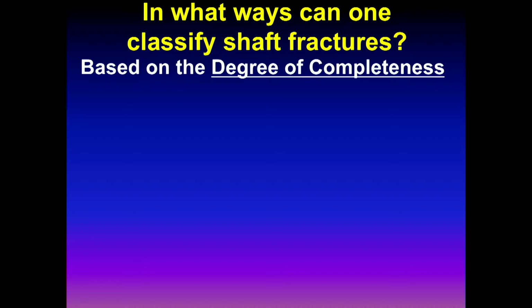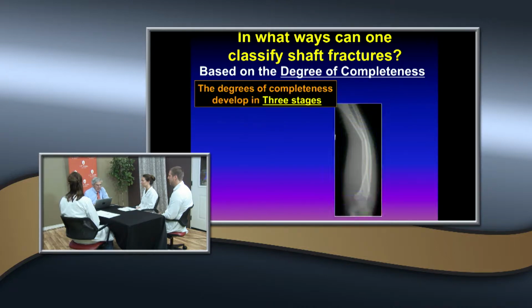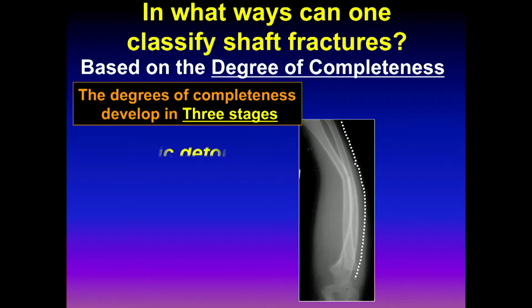That's why we had that first lecture. So what are the different degrees of completeness of fracture that you see? First thing that can occur is elastic deformation. It's really elastic, and then that's followed by plastic deformation. And now, the completeness of the ulna is plastic deformation.